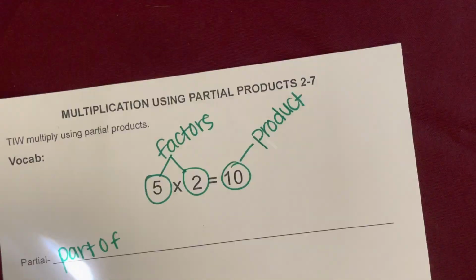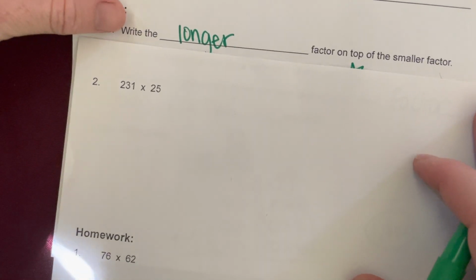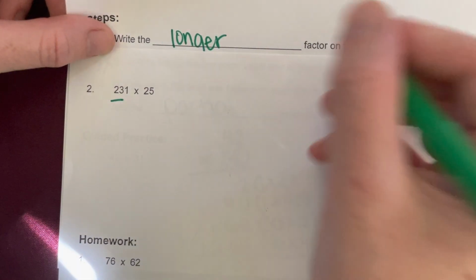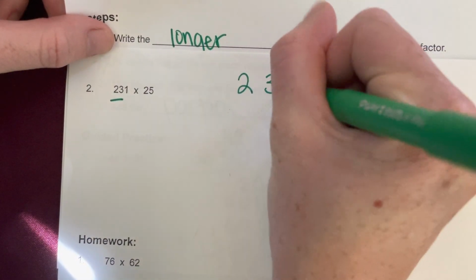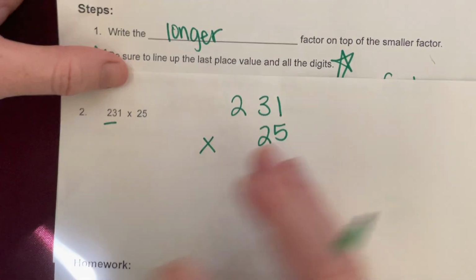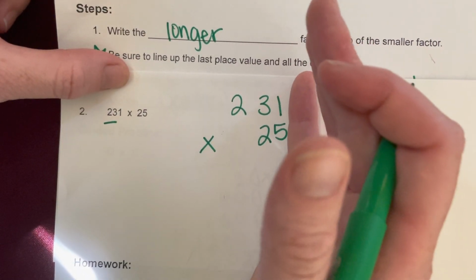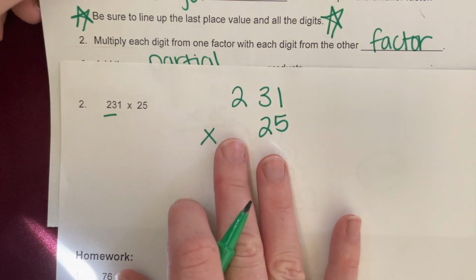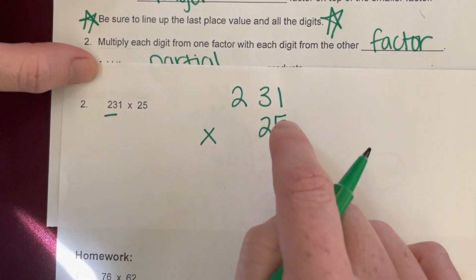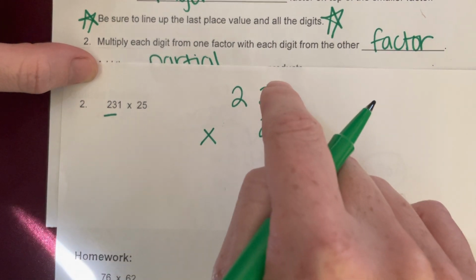Okay, we have one more problem that we're going to go over. We're going to first write the longer factor on top of the smaller factor. So this one's the longer factor. So 231 times 25. I made sure that I lined them up on the right. Okay, step number 2, we're multiplying each digit from one factor with each digit from the other factor.